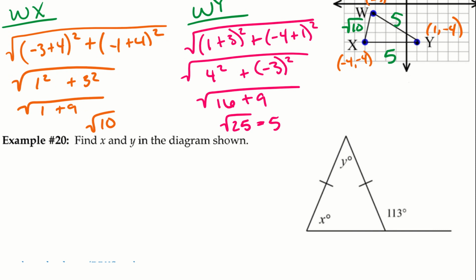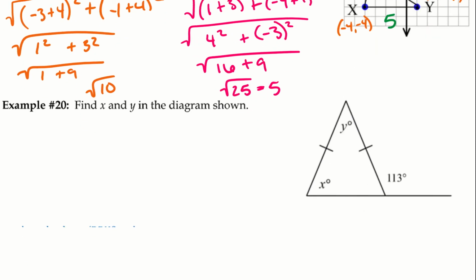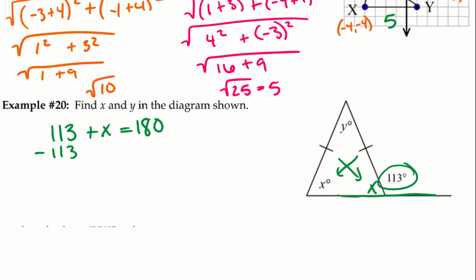Alright, and then our last one, example 20, find x and y in the diagram shown. We know that both of these are x, because across from here is both x degrees. So let's start with finding x, because I notice I have a straight line, and I know this outside angle is 113. So that means 113 plus x is equal to 180. I'm going to subtract 113 from both sides, and I have x equals 67. So that means x equals 67 here and here.